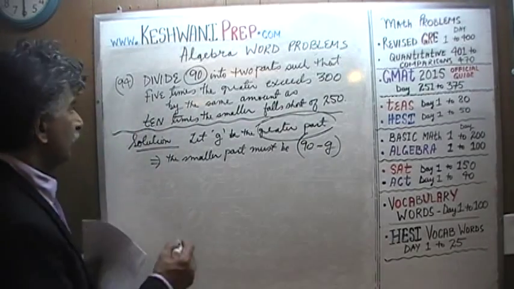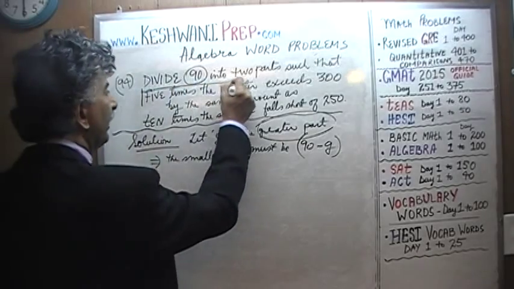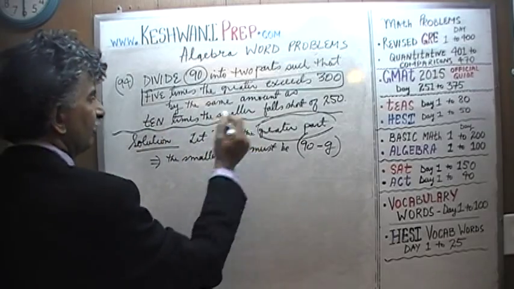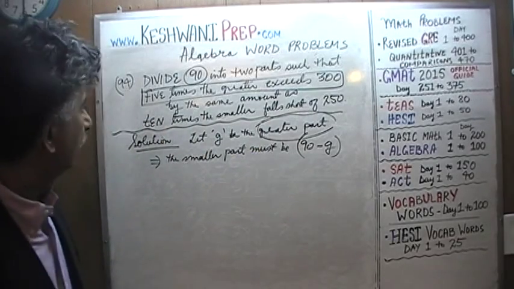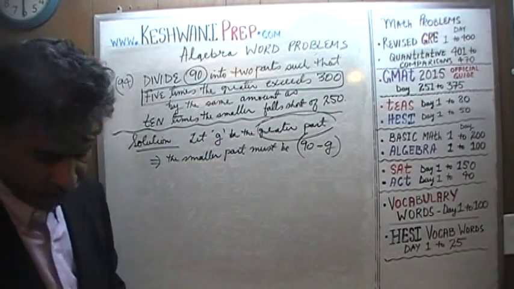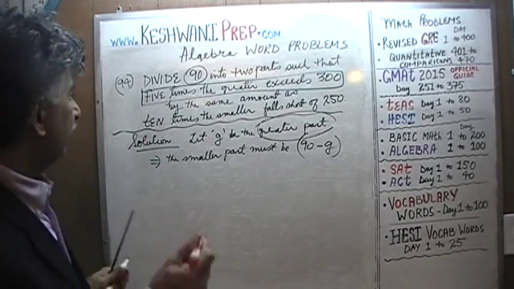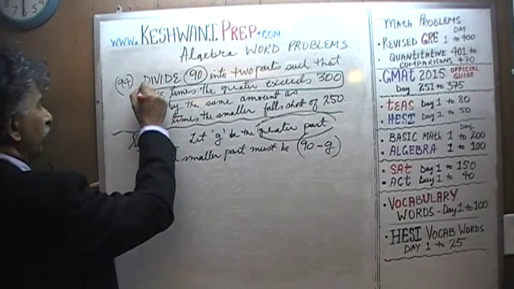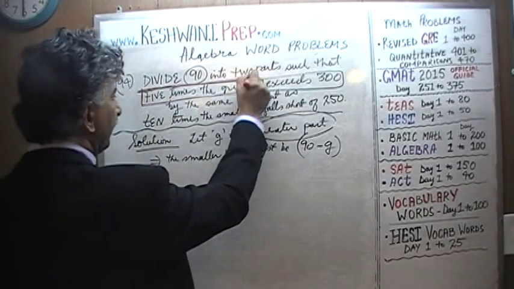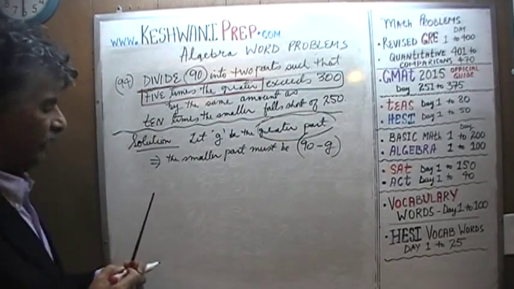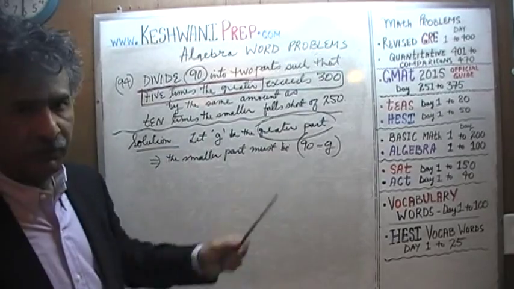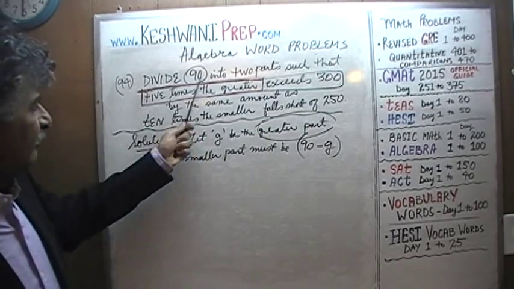Now, it goes on to say that 5 times the greater part exceeds 300 by the same amount as 10 times the smaller part falls short of 250. Again, if this is giving you a little bit of difficulty, I'm going to put a box around this part so you can see what to ignore here. Make up a number for this part. 5 times the greater part has a value. Make up any number, as long as it's more than 300. So, let's pretend that this is 320.